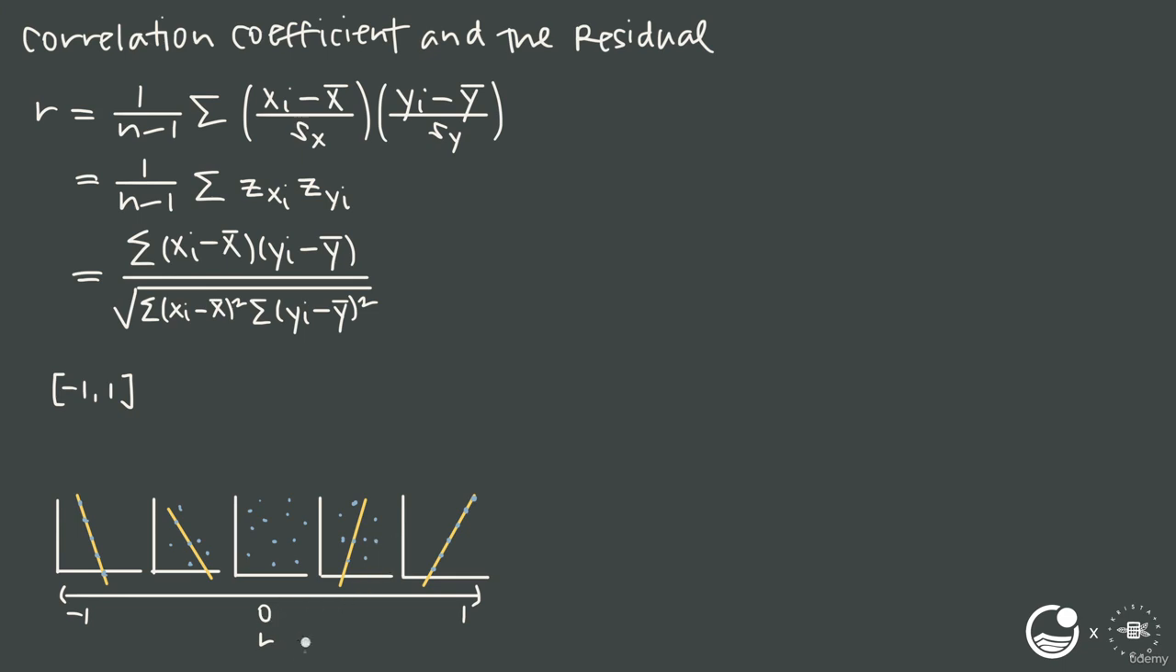Don't confuse the value of the correlation coefficient r with the slope of the regression line. So imagine here all of these regression lines, this regression line, this one we already sketched, and this one right here.